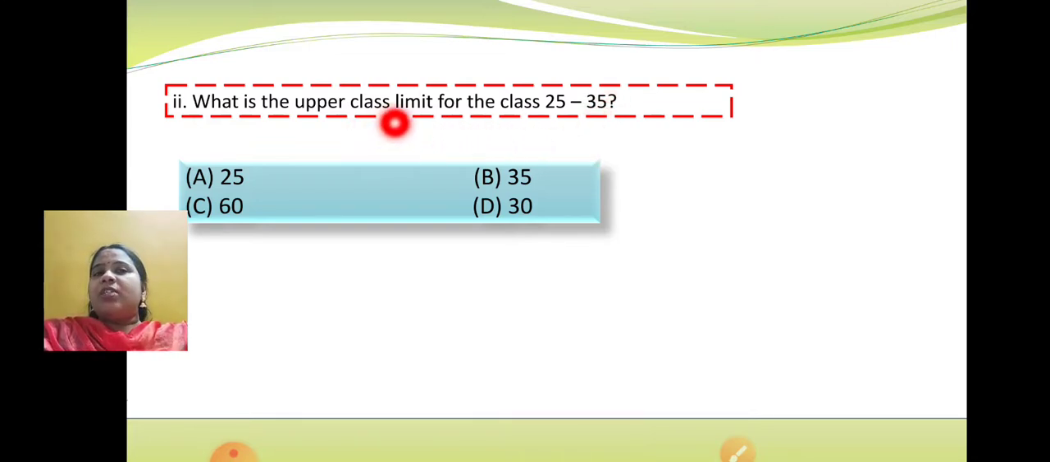So the question asked is, what is the upper class limit? The number written on the right hand side, the greater number, which one is that? 35. So out of this, which option will be correct? Option B, that is 35. Correct? This is based on the definition we have learned. I hope it is clear. Okay, then let us move to the next MCQ.